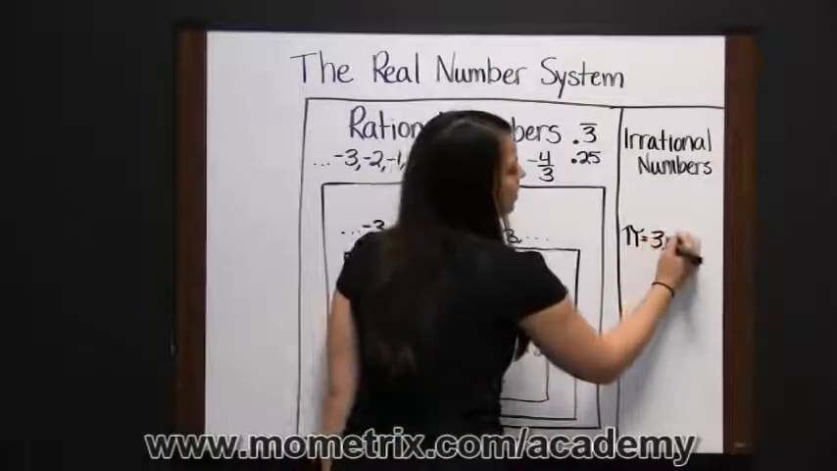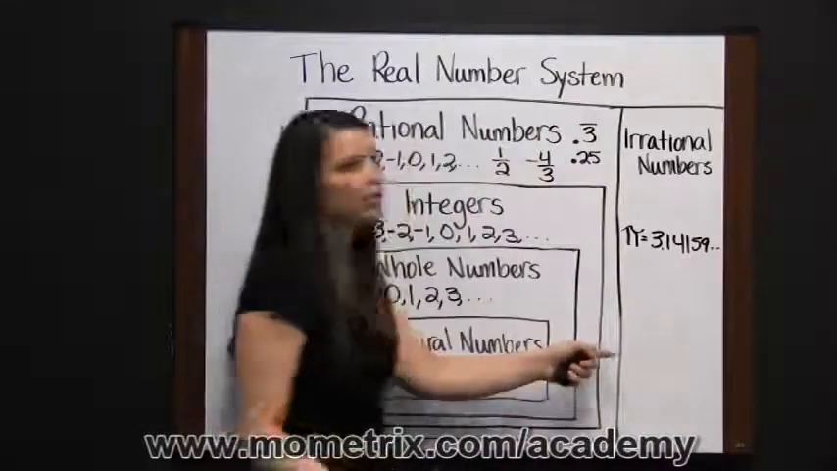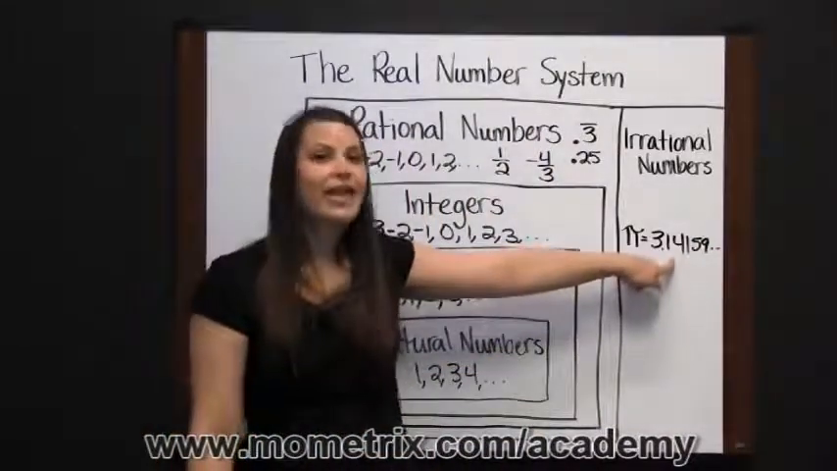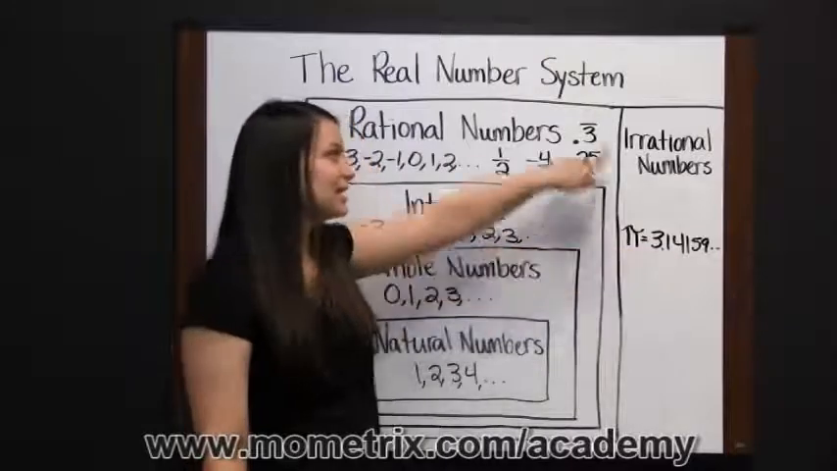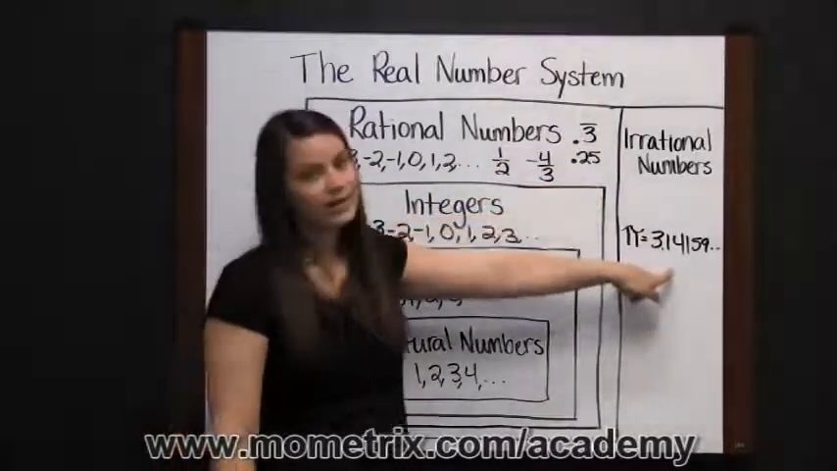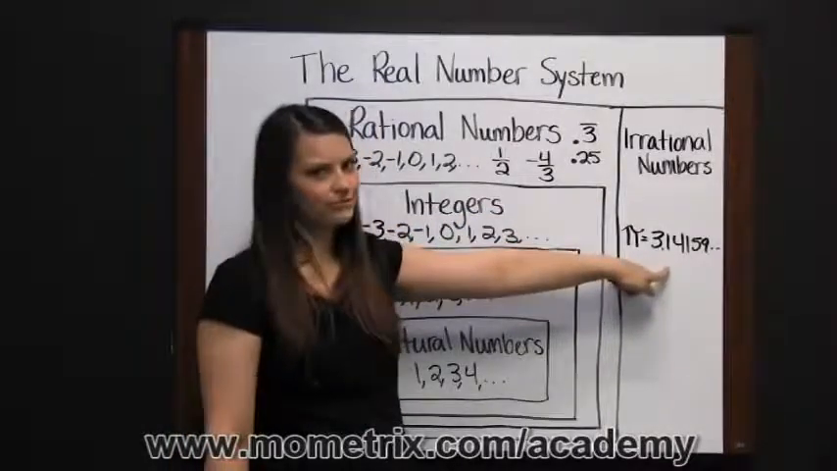It's 3.14159, etc., etc., etc. That number goes on forever, meaning it doesn't repeat and it doesn't terminate. Therefore, it cannot be written as a fraction, so it's not rational.